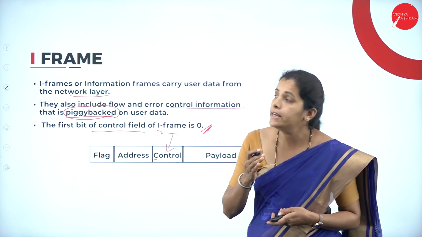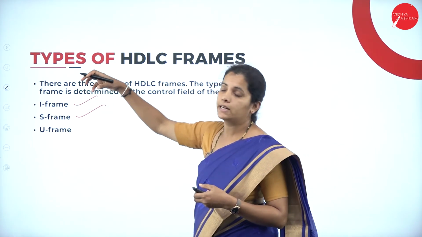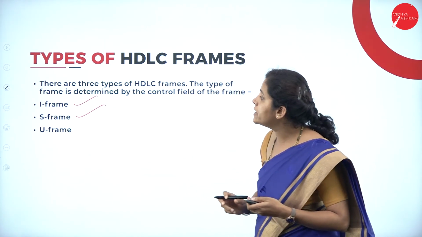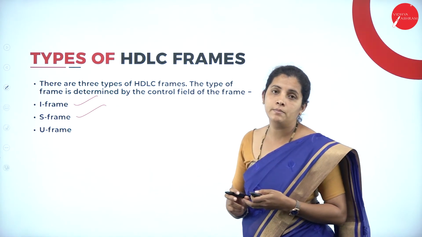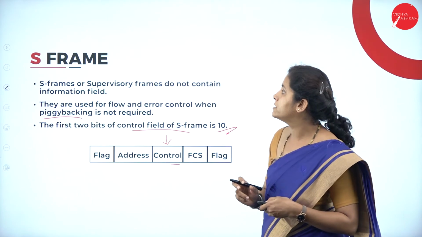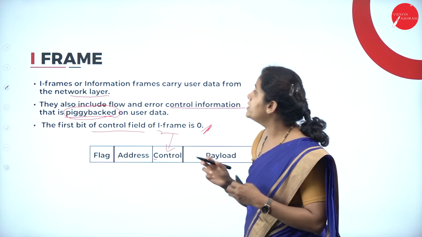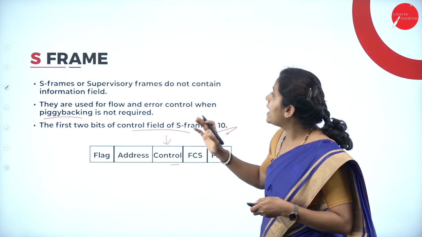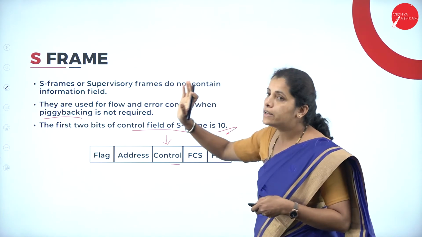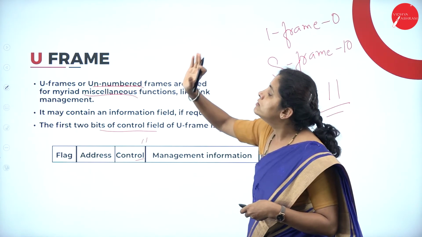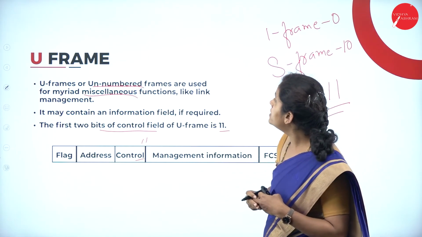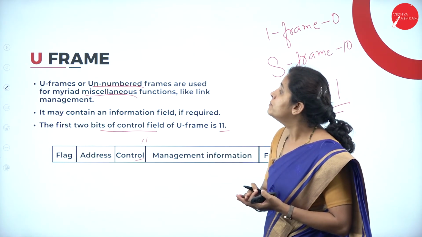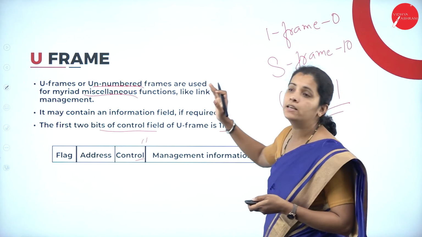The types of HDLC frames are the I frame, that is the information frame, the S frame, which is the supervisory frame, and the U frame, which is the unnumbered frame. The information frame contains data from the network layer, whereas the S frame does not contain an information field, and the U frame is used for holding a large collection of miscellaneous functions like link management.